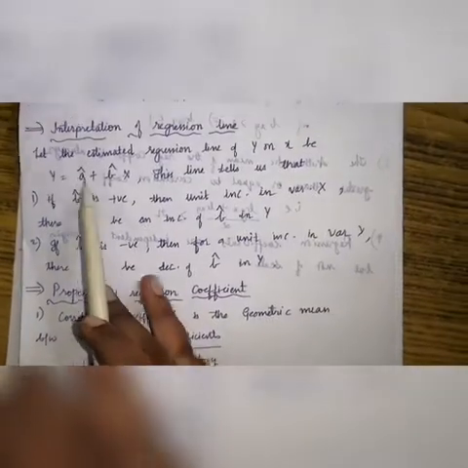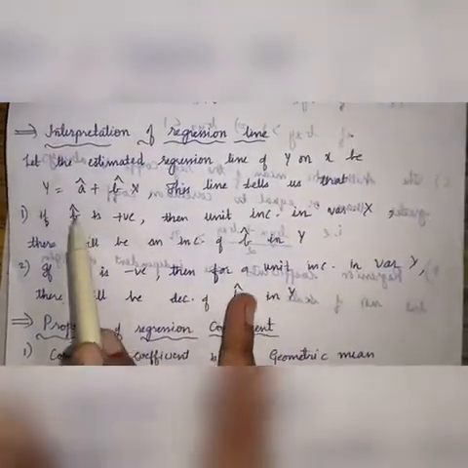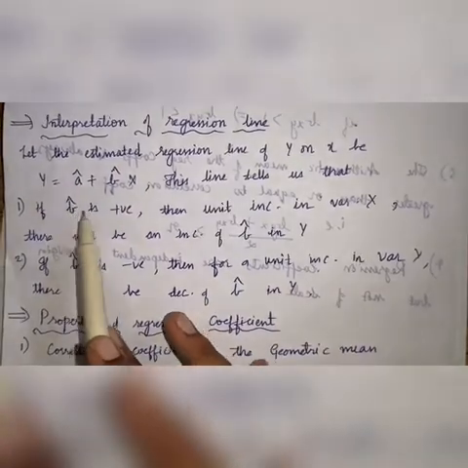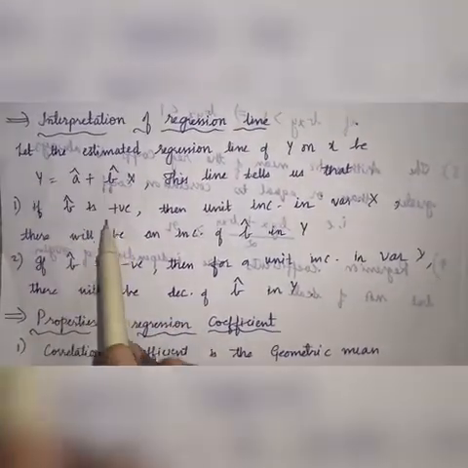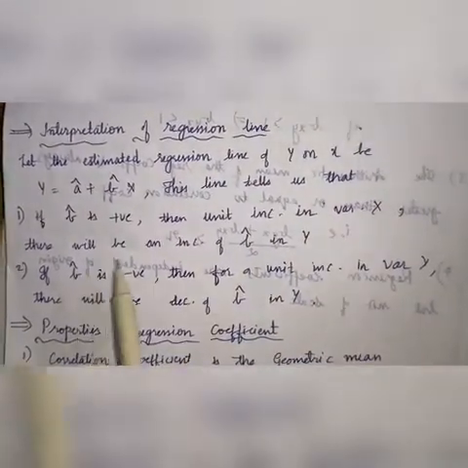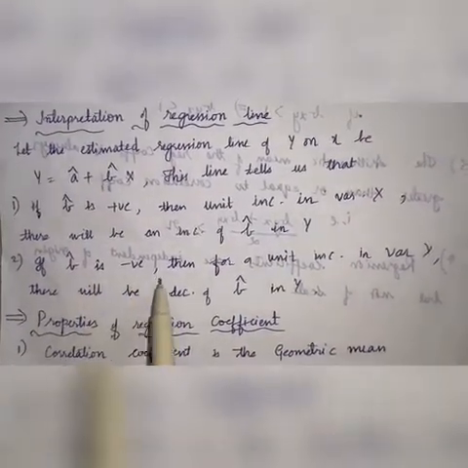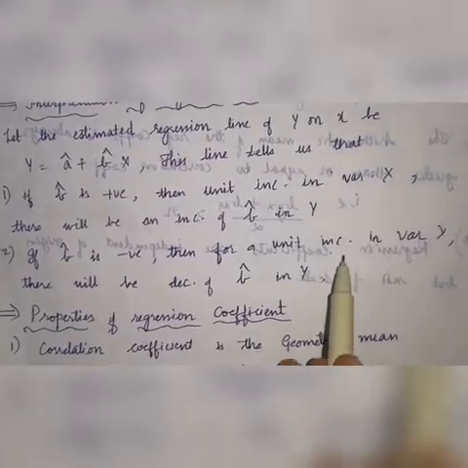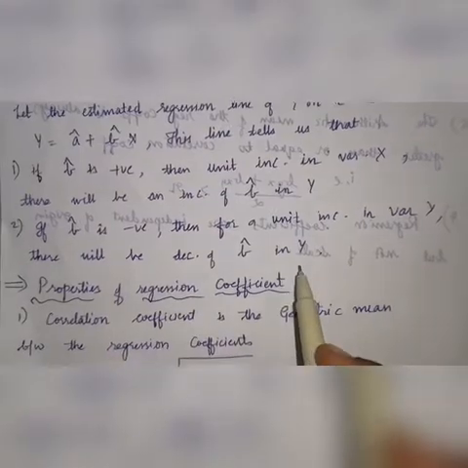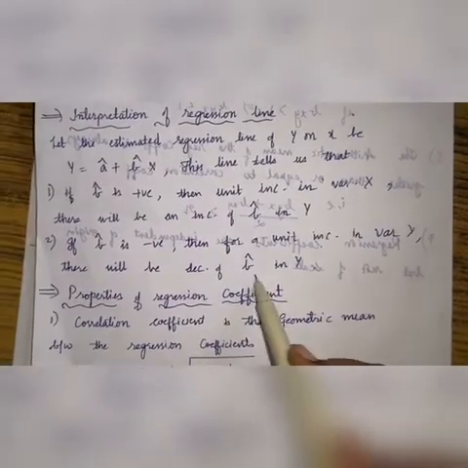Now the interpretation of the regression line, how do we interpret it? If this is your regression line of y on x, and the regression coefficient b is the slope of the line, if the slope is positive, then for a unit increase in variable x, there will be a unit increase in variable y. If the regression coefficient is negative, then for an increase in variable x, there will be a decrease in variable y. The amount of decrease is the coefficient amount.